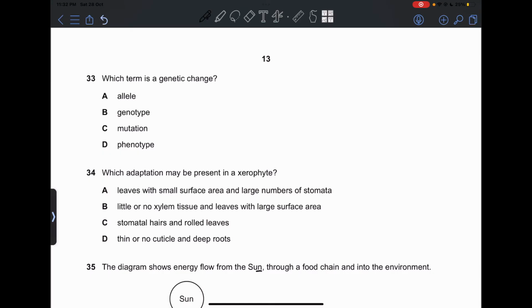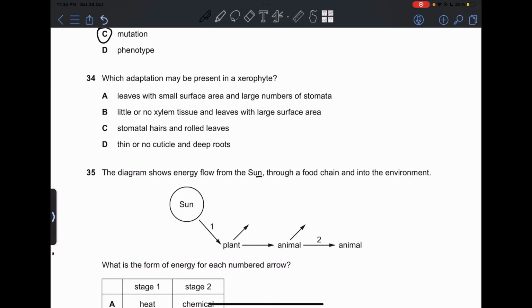33. Which term is genetic change? This is mutation. 34. Which adaptation may be present in a xerophyte? A says leaves with small surface area and large numbers of stomata. This is an incorrect statement.